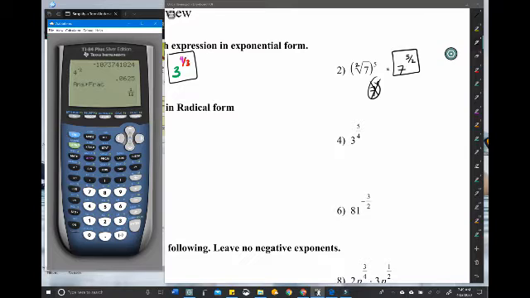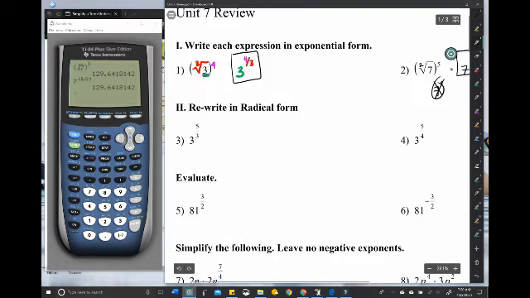So if we would have taken parentheses, square root of 7 to the 5th, outside the parentheses, we get 129.64, and if we take our 7 to the 5 halves, we should get the same thing, and that means we did it right.